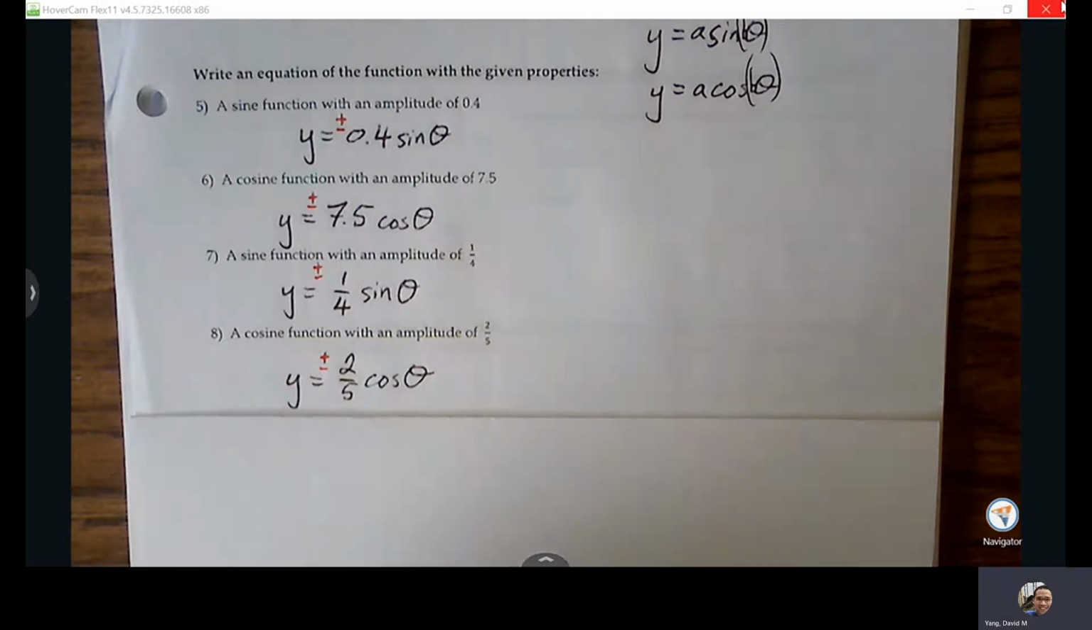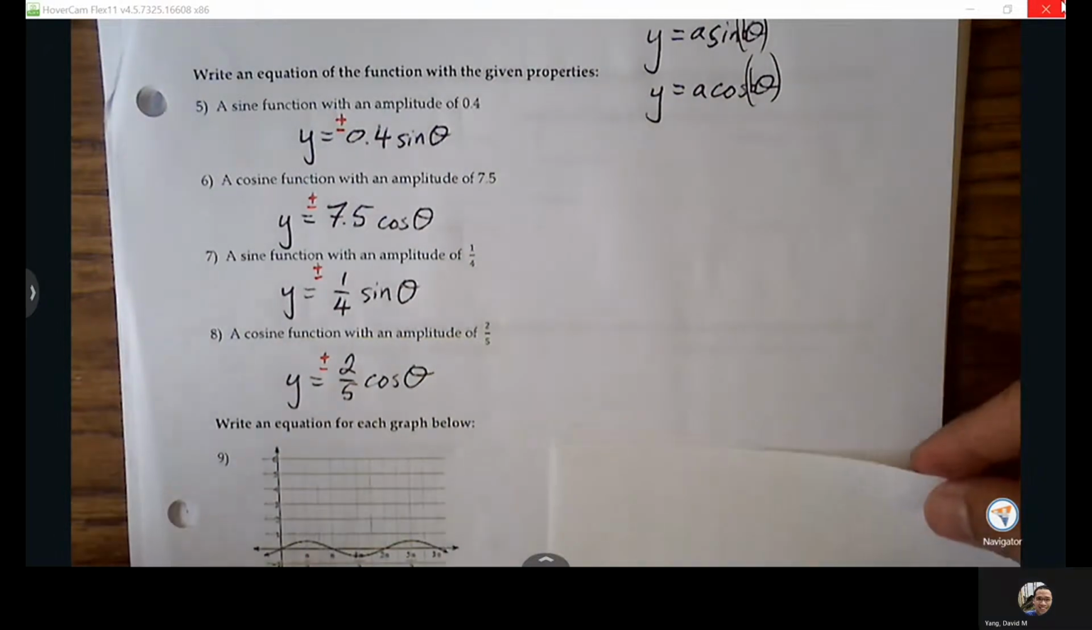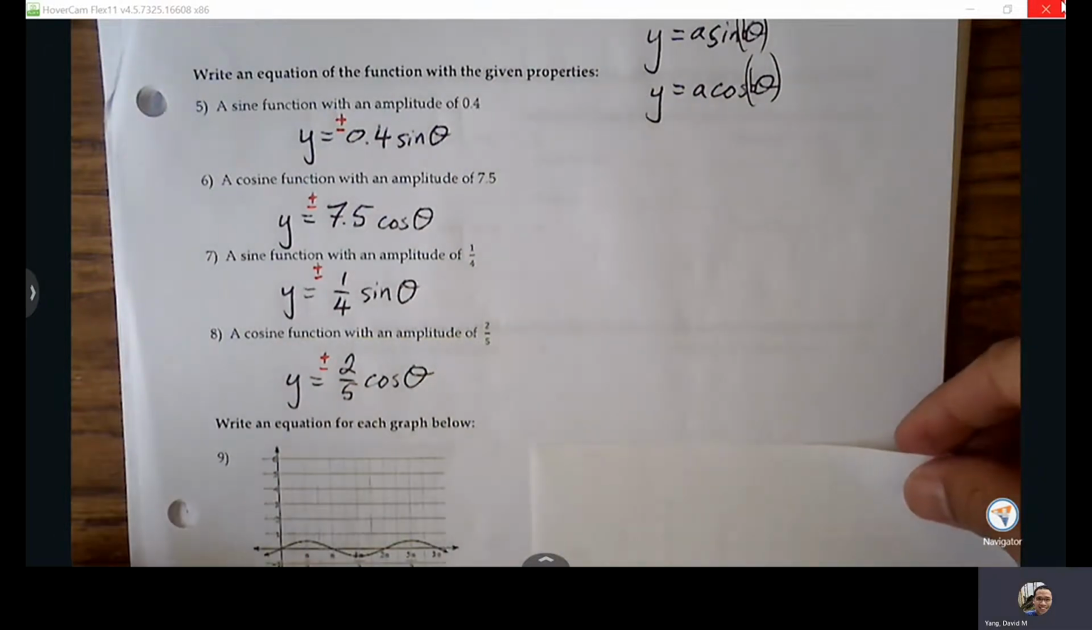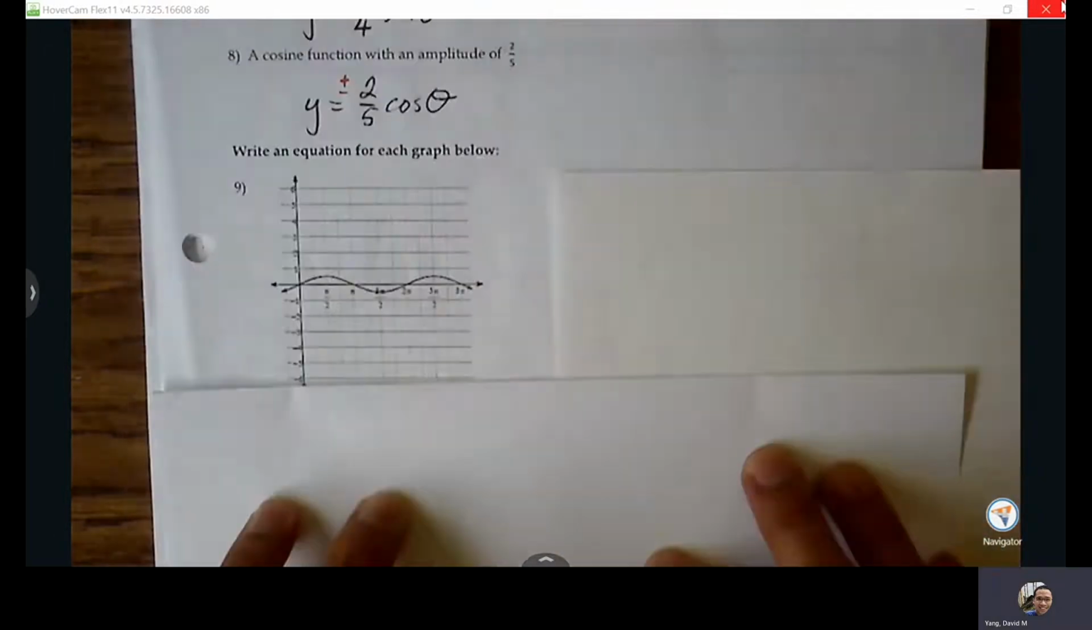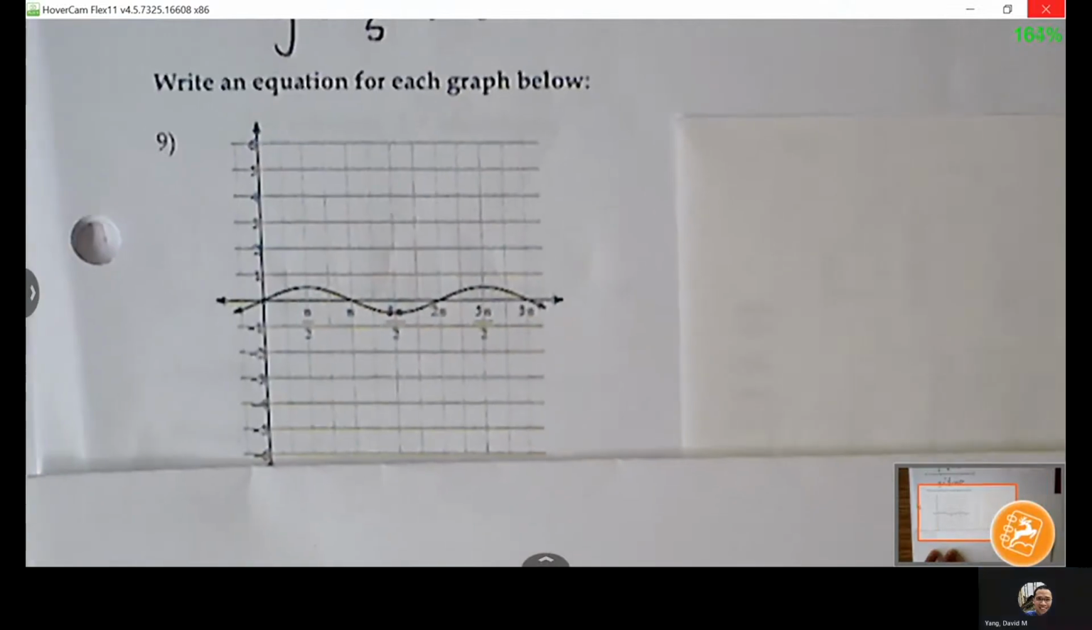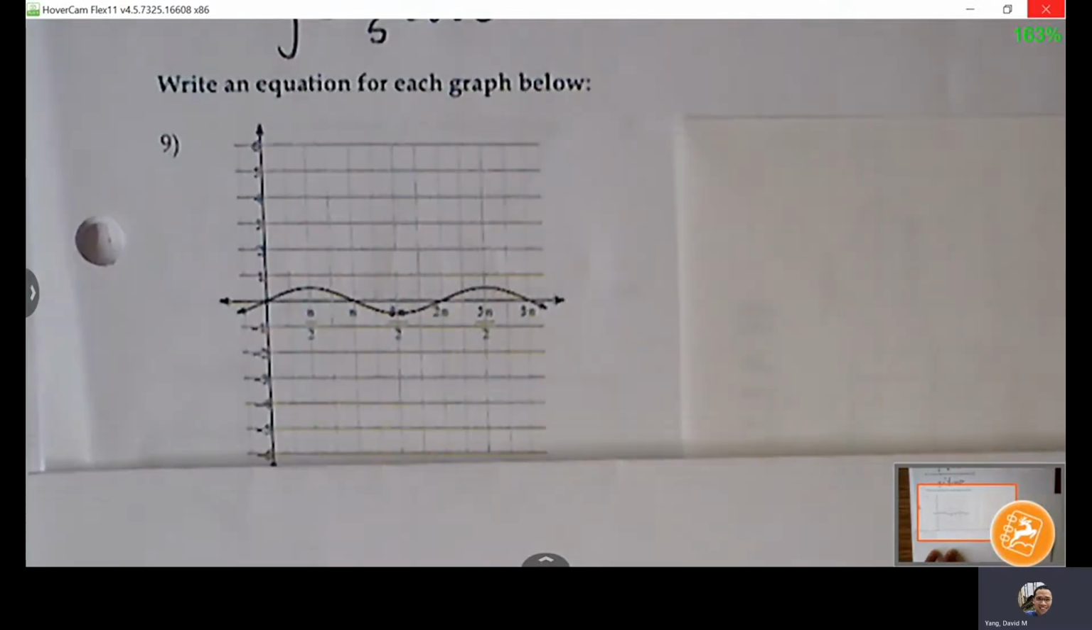Okay. So let's see if we can identify what type of graph we're looking at and the equation just based off of what we see. So let's look at number 9. Okay, so look at number 9 here. What graph does that look like to you? Does it look like sine or does it look like cosine?